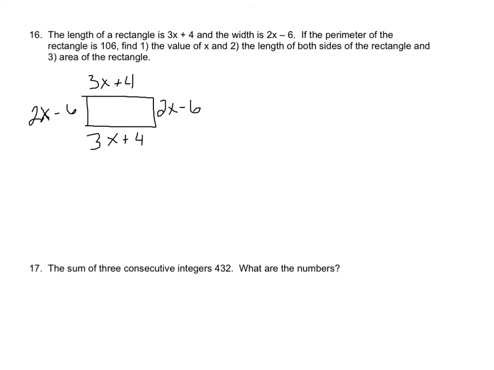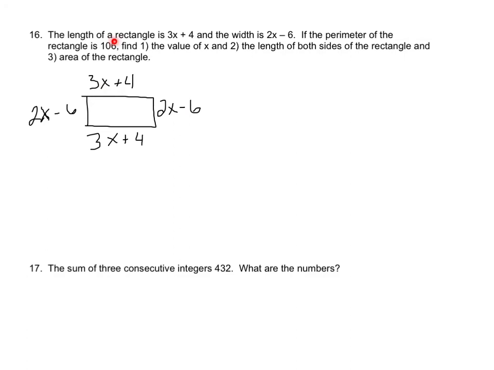Alright, it says if the perimeter is 106. So they're giving us a perimeter in terms of x. We can calculate that. And they're also giving us a total value as a constant. So the perimeter is 106. So just like in the previous problem, I can add these 4 pieces up and set it equal to 106 so that I can solve for x and find out what the value of x is.